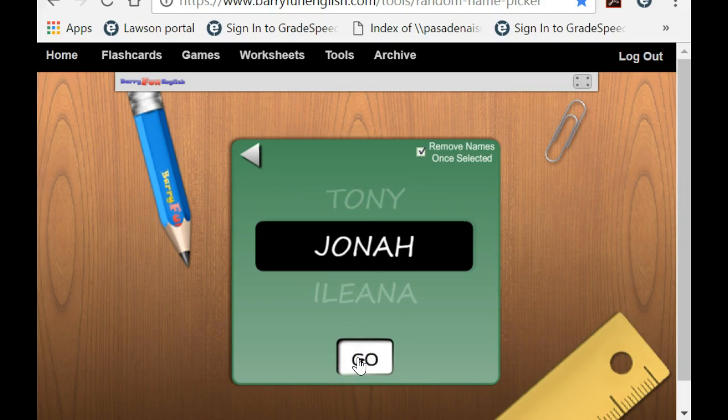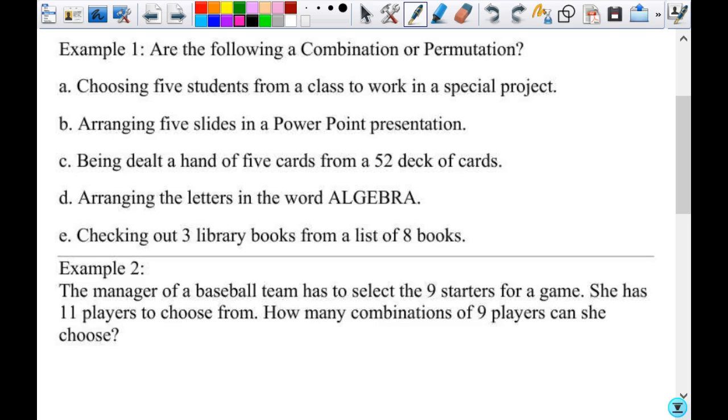All right, so the first one, Jonah, choosing 5 students from a class to work on a special project. Would that be a combination or permutation? Combination. Y'all agree with him? Yes. Okay, good. Now, I could change this a little bit to make it a permutation. How do you think I could change that to make it a permutation? Anybody? Giving them specific jobs, exactly. I'm going to choose a person that's going to write, a person that's going to draw the pictures, a person that's going to, if they have specific jobs for this project, then that would totally turn it into a permutation. Okay, so just think about those things.